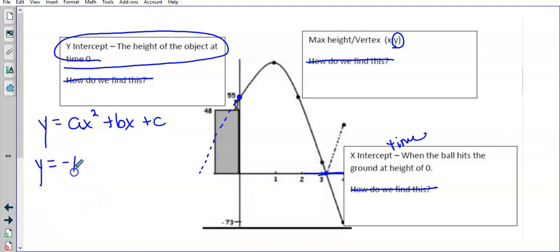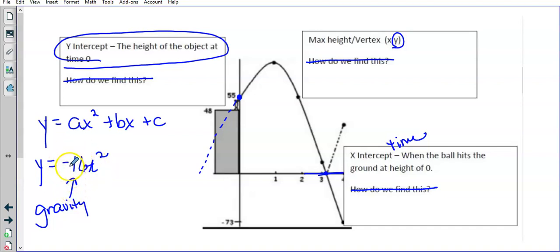You're going to pretty much always have negative 16 t squared. So that's the time right there. Negative 16, that is gravity. That is just the force of gravity on whatever it is you're throwing or dropping or kicking. Okay. And that is always going to be the same.